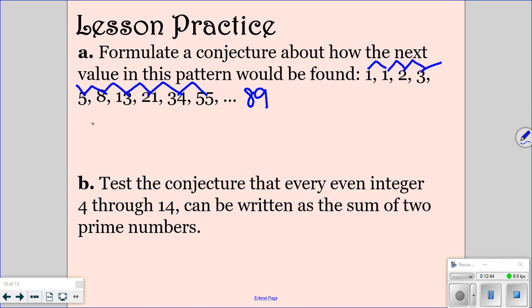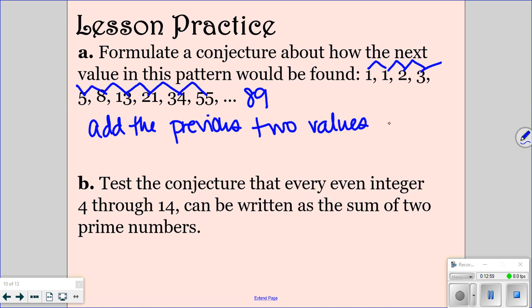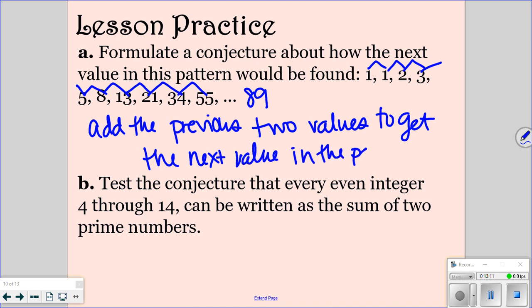And so all you're going to do is add the previous two values to get the next number. So that's what you would do.